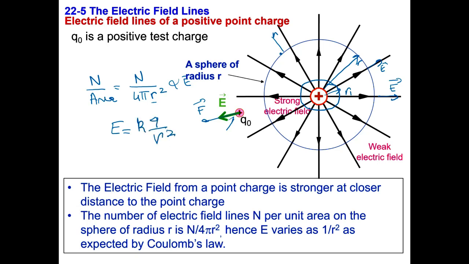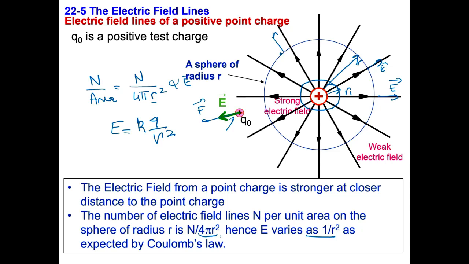So we can see that the number of electric field lines n per unit area on a sphere of radius r is n divided by 4 pi r squared, because 4 pi r squared is the area of the sphere. Hence, E varies as 1 over r squared. This is what we call the inverse square law. This is very common in physics, in biology, and so on. Many things, if you measure them, go as 1 over r squared.